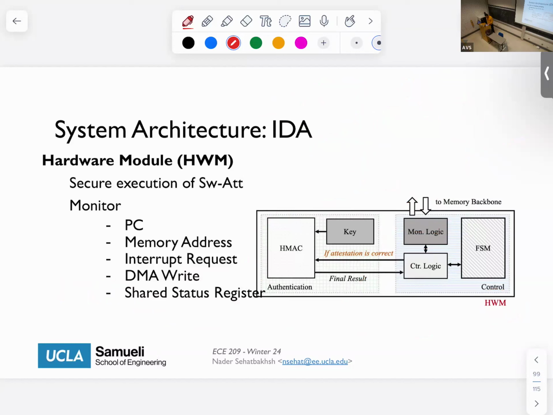So for the monitoring, essentially, as I said, I need to check the PC. I need to check the memory address. This is the PC and DP. In order to make sure that my interrupts and my DMA are not happening, I basically check the interrupt request and DMA request. If the DMA request or interrupt request comes, that's the indication that I need to repeat this process. I need to repeat this as much as I need until there is no interrupt during the attestation.